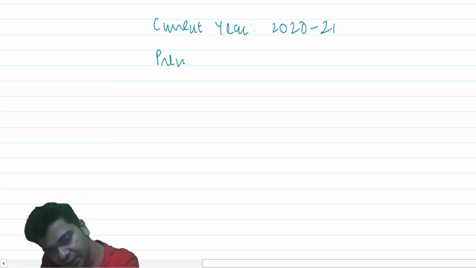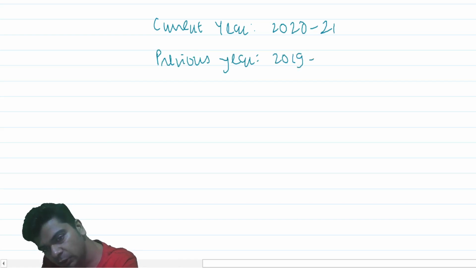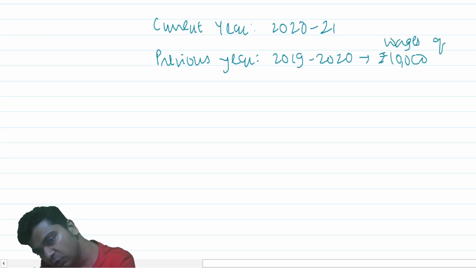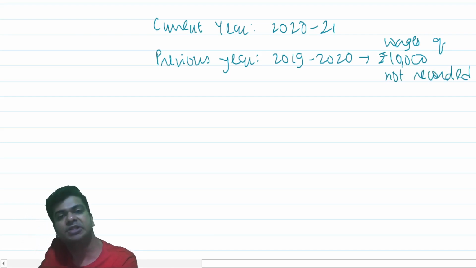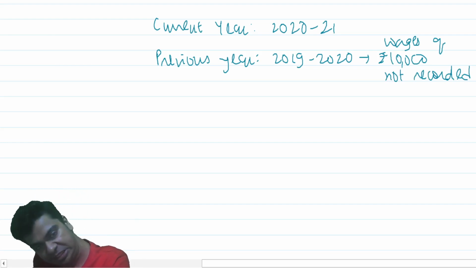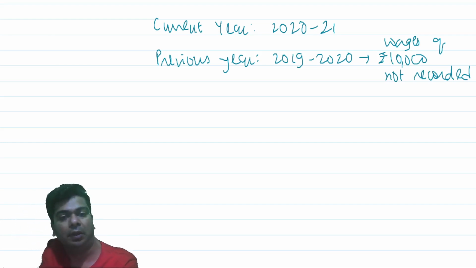Let us say our current year is 2020-21. Previous year is 2019-2020. In the previous year, let's say wages of rupees 10,000 were not recorded, right? We committed a mistake because of an oversight. I have omitted to record rupees 10,000 of wages in the previous year.